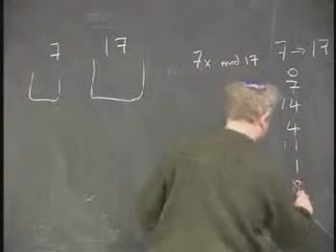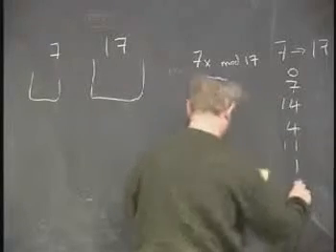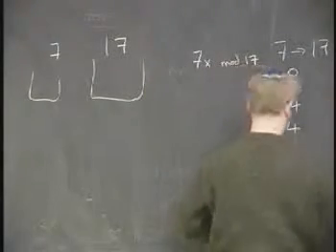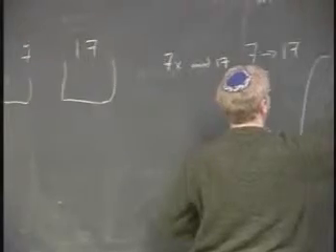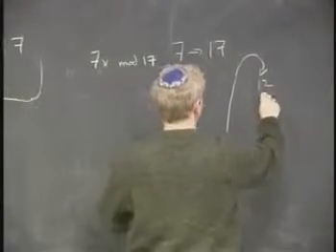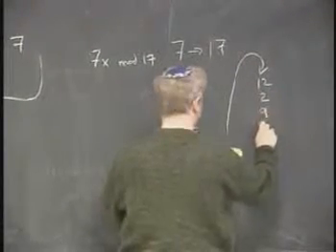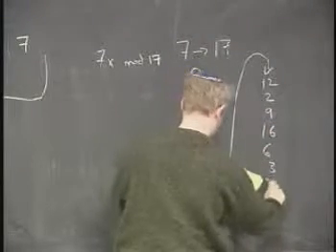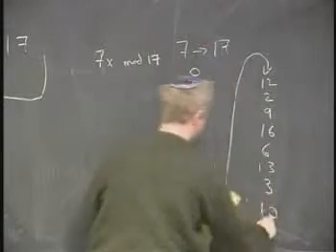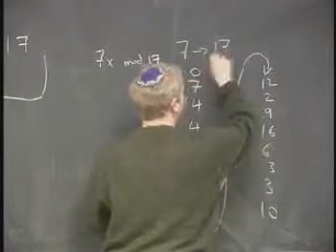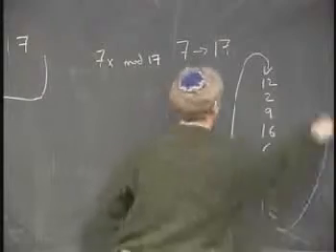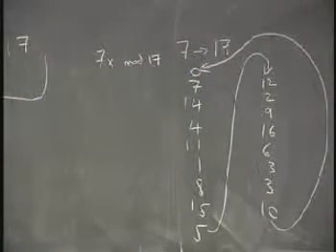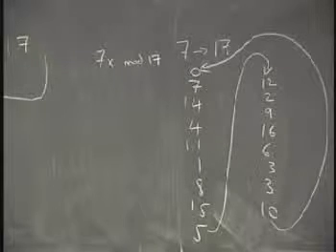Oh, wait. 8, 15. I got to check you. 5. I'm going up here. 12. 2, 9, 16, 6, 13, 3, 10. 17 is the same as 0. Whee! There you go. That's the list.